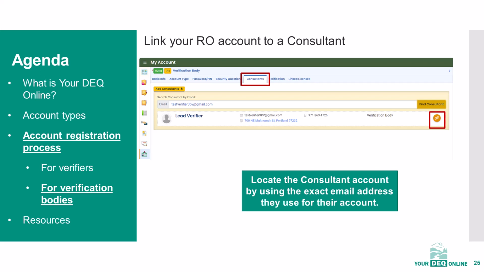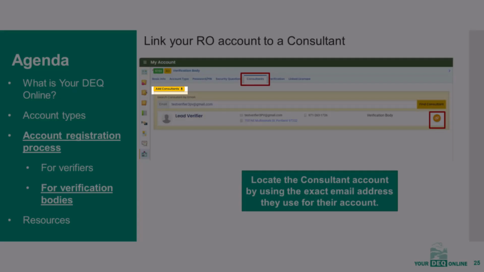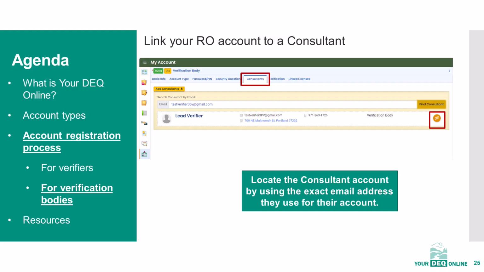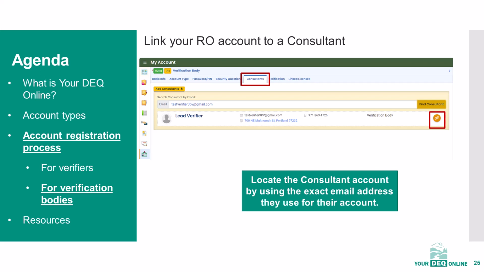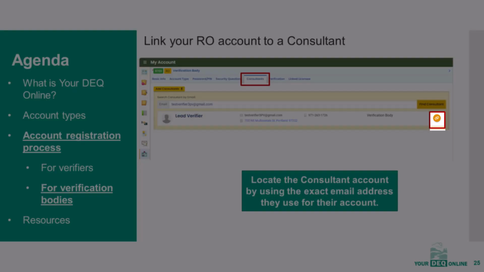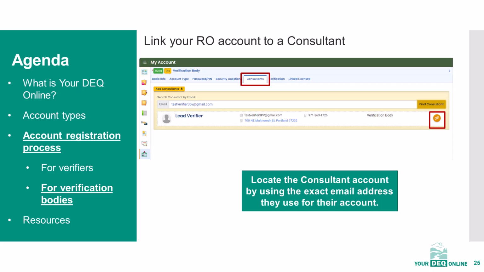To add consultants, click Add Consultants. Enter the email address of the verifier you would like to add. Click Find Consultant. If the verifier has an account associated with that email you entered in the system, their information will appear below the search bar. Select the consultant by clicking the yellow link icon to the far right of the profile. Click the Save icon in the lower right of the screen to complete this link. Unsaved consultant links will not remain if you navigate away from the page.